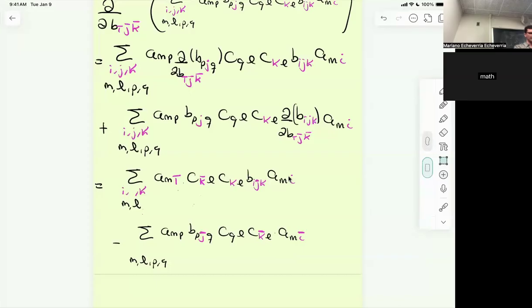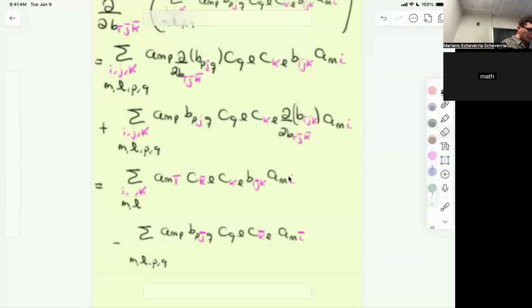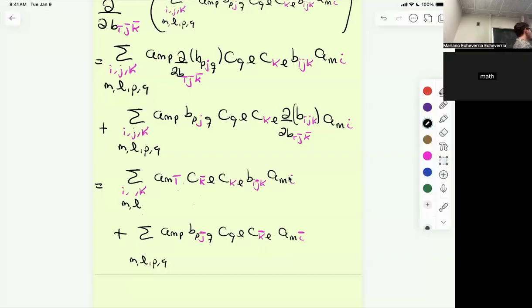Good catch, Chelsea, thank you. Okay, and then what? Let me put a plus here. Perfect. And then again, you exploit the fact that all of these are dummy indices, so you can relabel them at will just to make the comparison easier.